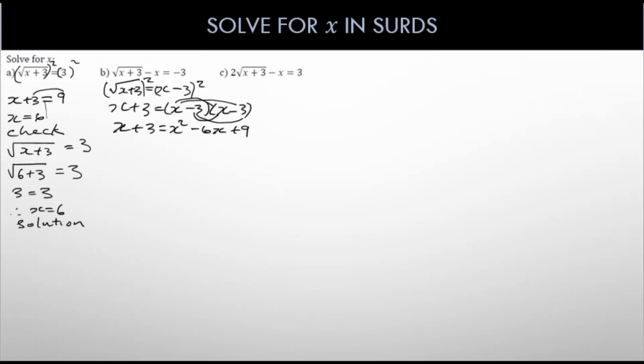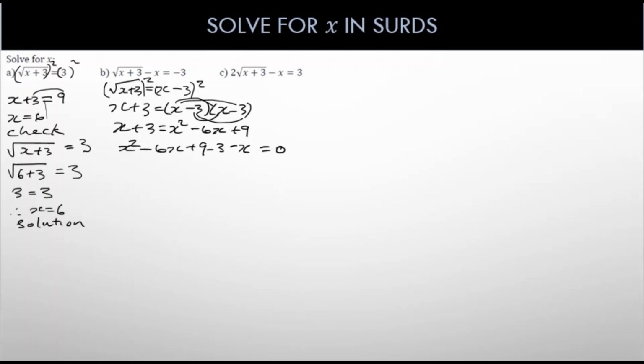And because we have an x squared, we make everything equal to 0. So I'll leave everything here and move the x plus 3. So it's x squared minus 6x plus 9. And if I take 3 to the other side, it becomes negative 3, and then negative x is equal to 0. And now we add like terms.